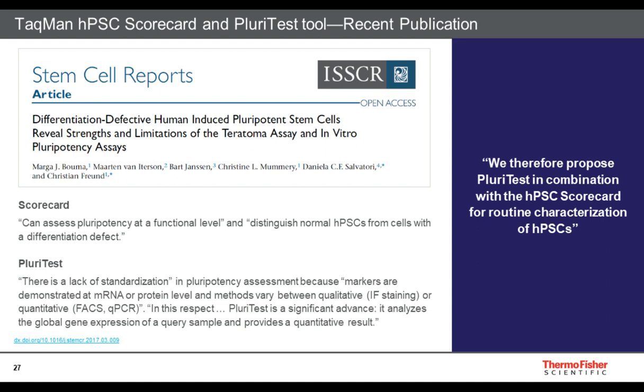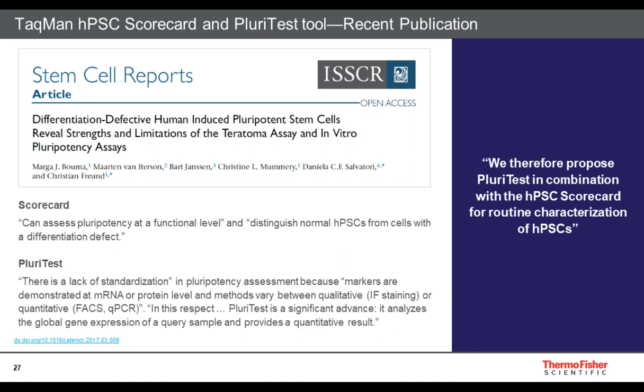So that's a really helpful tool for assessing that you have the differentiation potential that you need, so that you don't waste countless days, weeks, months trying to differentiate if the cells that you were starting with don't have the ability to differentiate. But don't just take my word for it. This has had a number of publications that have utilized these tools, and it's something that's really exciting to see. A recent Stem Cell Reports paper was utilizing the Scorecard and PluriTest tool.